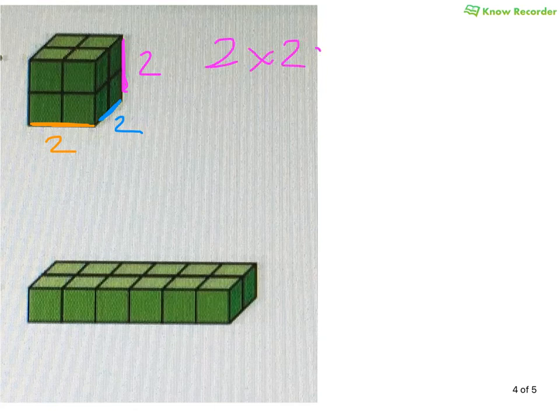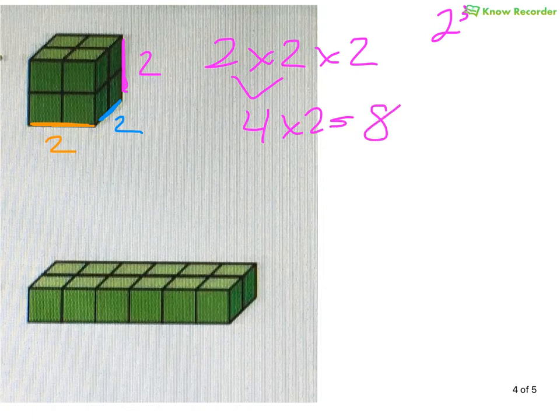2 times 2 times 2, which is really 2 cubed. Stick that there for fun. We're going to have 4 times 2, 8 cubic units. Mr. O, they didn't say inches, centimeters, whatever. How'd you know cubic units? Because they gave me cubic units there. These little guys are cubic units. So if they don't give you a measure, it's cubic units.